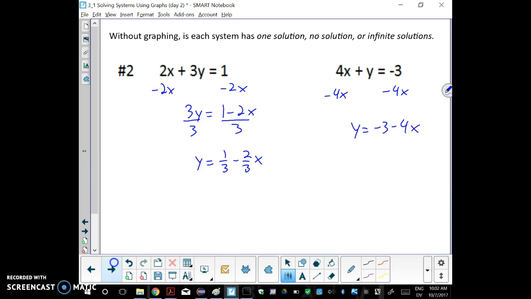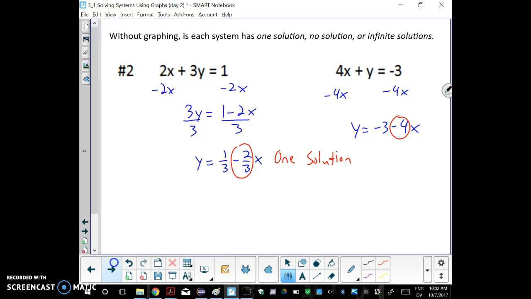Now that we're here, the slopes are different. So the slopes are what's in front of x. So we have minus 2/3 and minus 4. Because the slopes are different, this is going to have a solution. Right? This is going to be the one solution case. They're not parallel lines and they're not the same equation, so this is the one solution case. In homework, if it is a one solution case, actually find the solution.